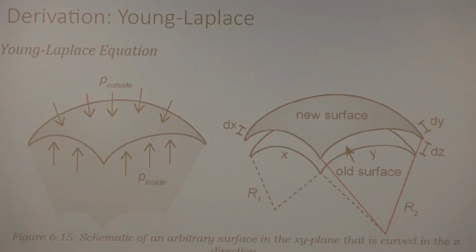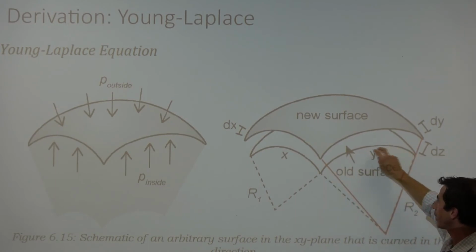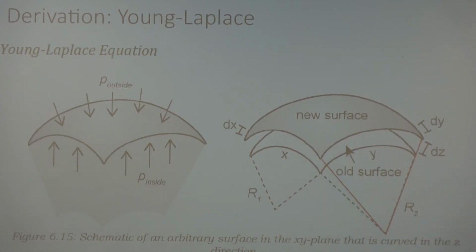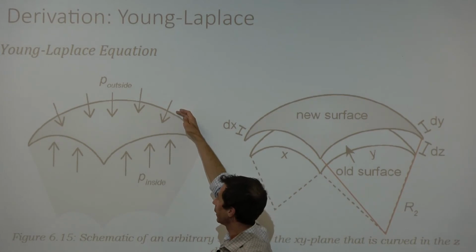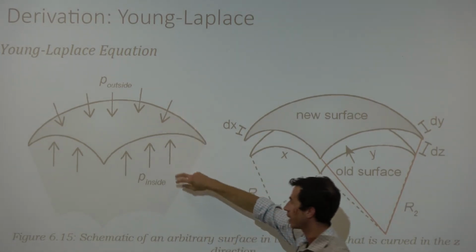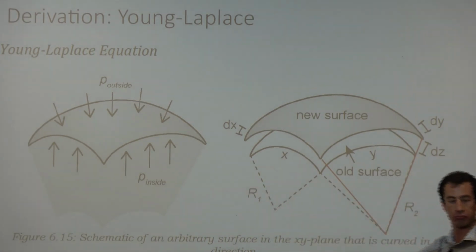Okay, so imagine that we have a system like this where we have our old surface and then we have a new surface as there's a change in pressure either on the inside or the outside, right? So if we're having an increasing pressure on the outside, then it's going to become smaller or vice versa, right?